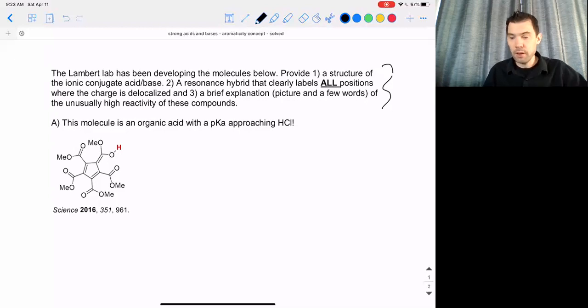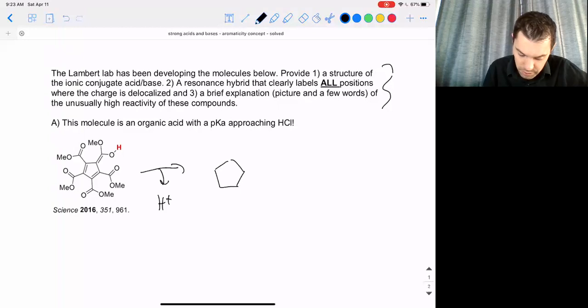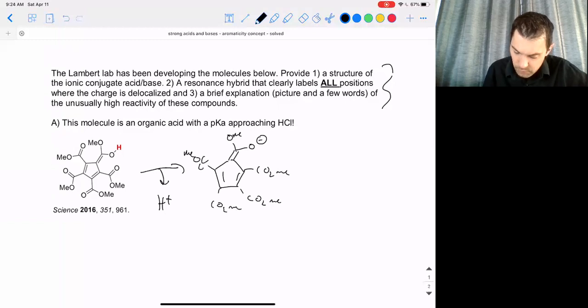All right, welcome back. Hopefully you have a great explanation for how we can have such strong organic acids and bases. And the first step of this here is just to pretend that we're going to remove H+, and let's just consider the stability or structure then of the conjugate base. So that would be this anion.